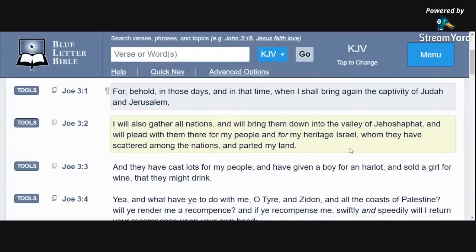What did they do? Whom they have scattered among the nations and parted my land. That's why you got them over there now celebrating what? Three different major religions, right? Catholics, Jews, Christians, and Muslims, part of the land. They're over there now celebrating, saying that they're us. And we're in captivity. We over here in Babylon the Great, getting shot down by the cops.